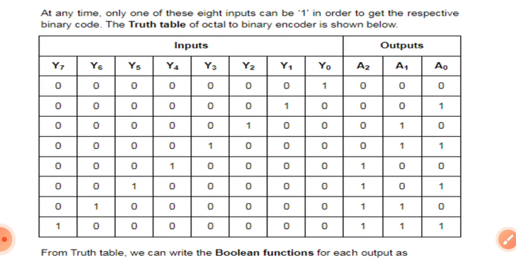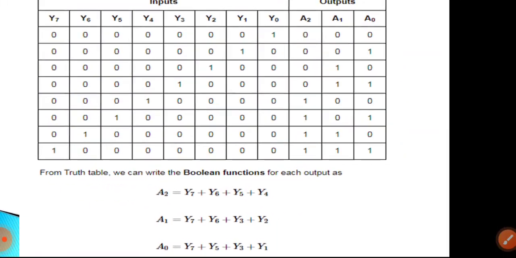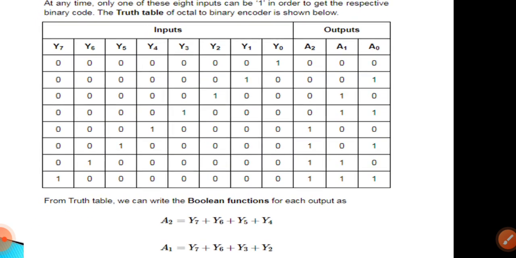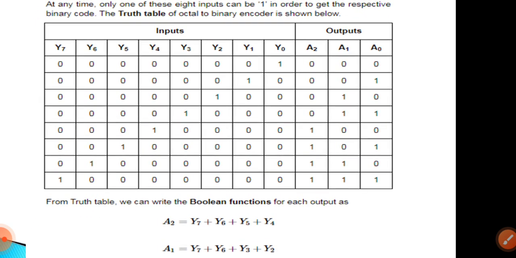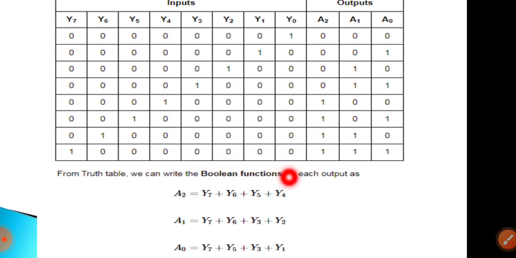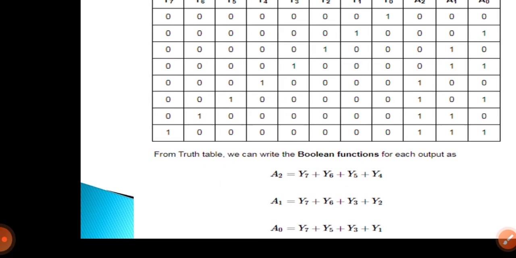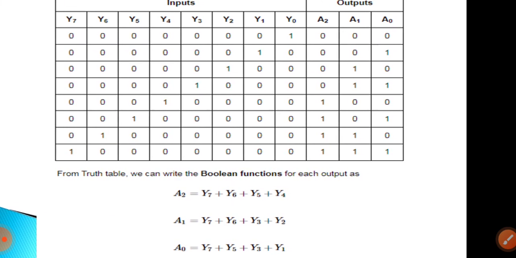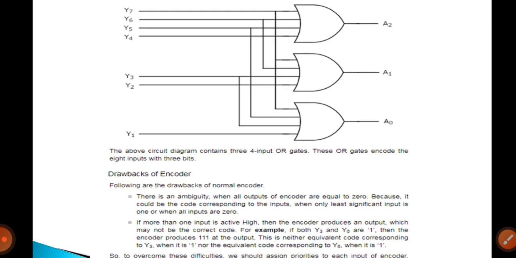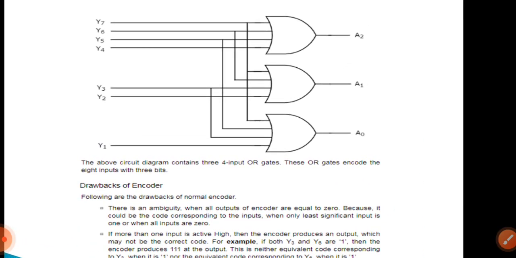In the 8:3 encoder, we can write the Boolean functions. A2 equals to Y4, and we can write it in the priority encoder, where X will come. A2 equals to Y7, Y6, Y5, Y4. A1 equals to Y7, Y6, Y3, Y2. A0 equals to Y7, Y5, Y3, Y1. By the K-map or the Boolean equation, we can get to know that. This is the circuit diagram of the encoder.